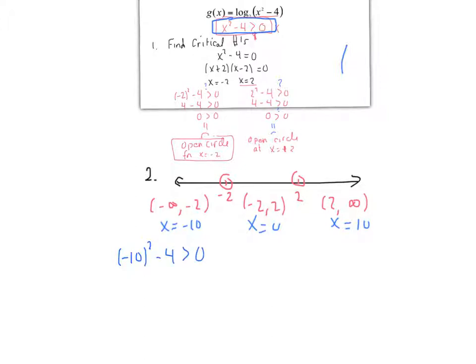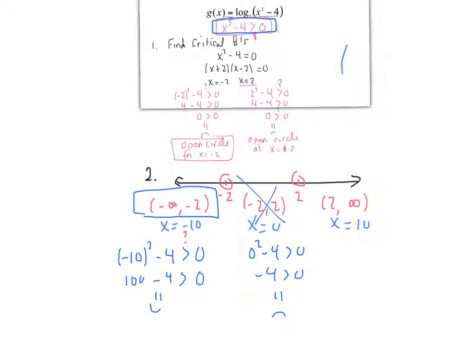Is this greater than 0? The reason I picked 10 squared is I know that's 100, and I know a negative times a negative is a positive. So 100 minus 4, and I don't even have to do any work. I already know this is going to be true. It's going to be 96, and of course 96 is bigger than 0. So we keep this region. When I try 0, 0 squared minus 4, again I don't have to do much work because I know negative 4 is not bigger than 0. So we get rid of that one.